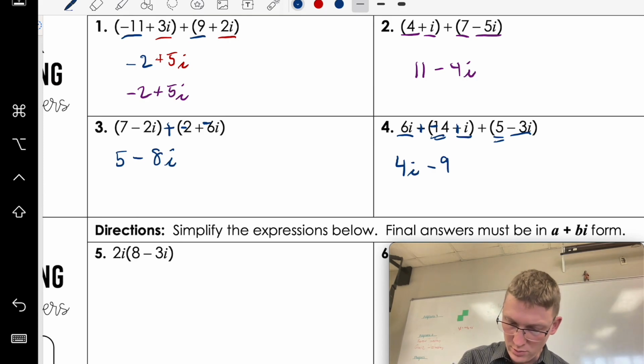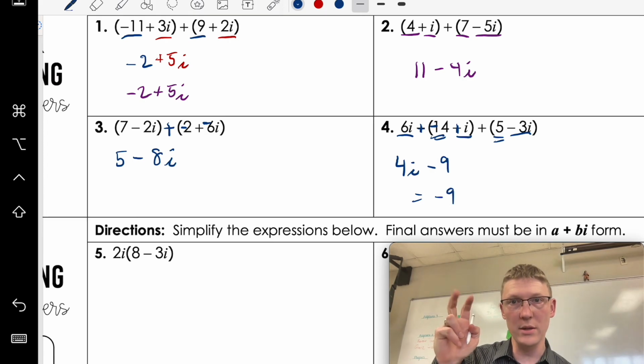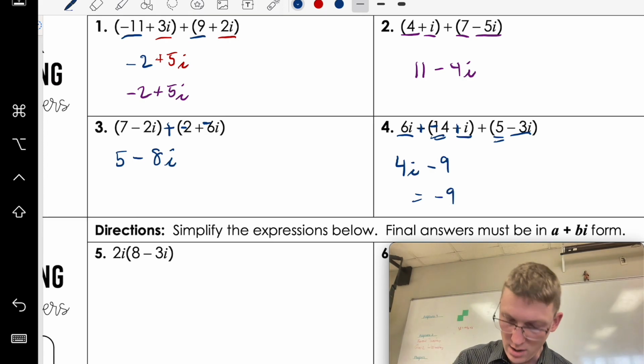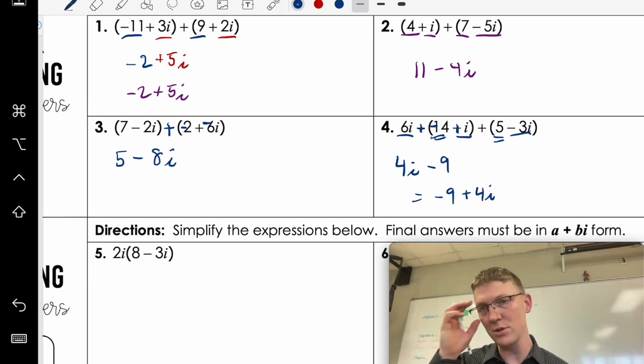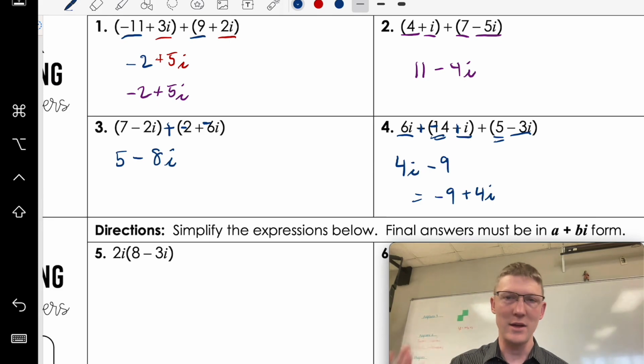And in general, we like to write our answers with our real number first, and then our imaginary number second. If you don't do that in your answer, that's okay, but it's a good habit to get into.